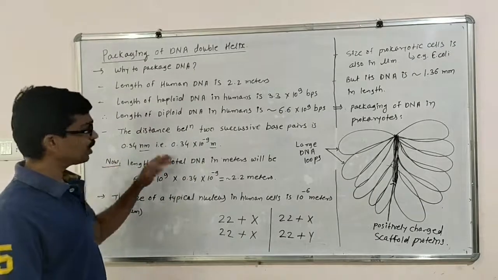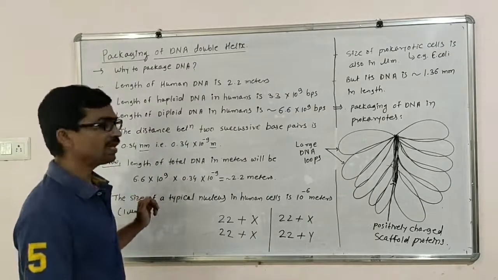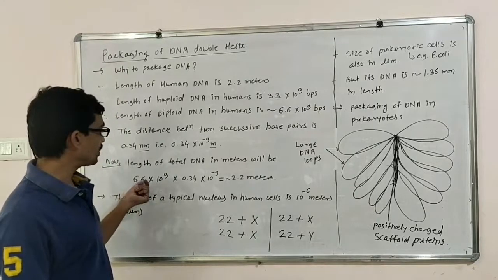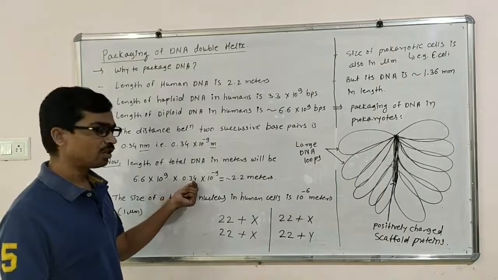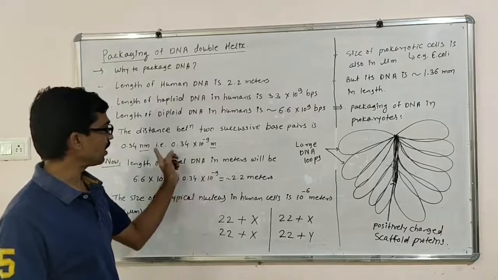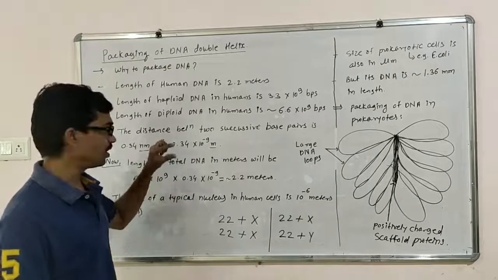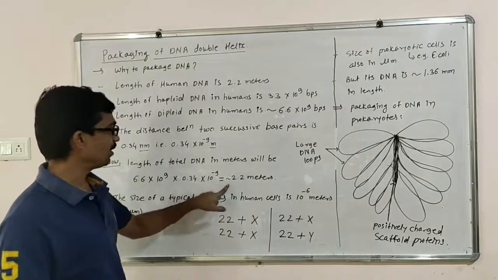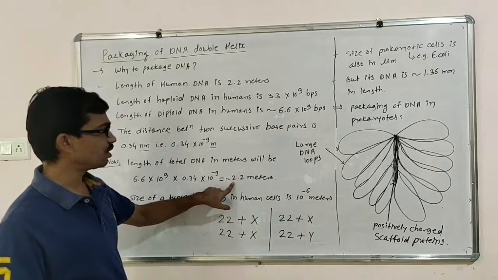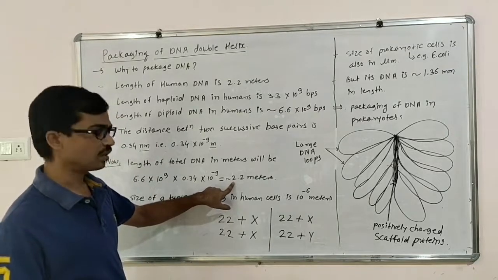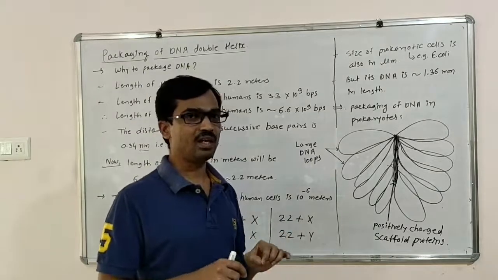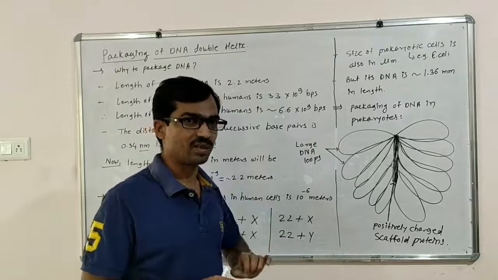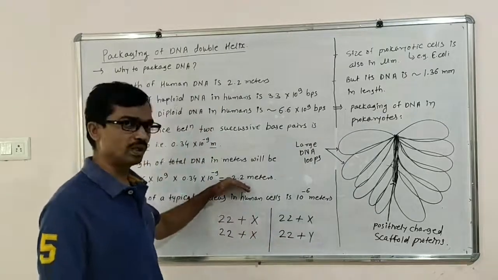अब टोटल DNA की लेंथ अगर हमको निकालना है तो it will be 6.6 × 10⁹ multiplied by 0.34 × 10⁻⁹, multiplied by the actual distance between two base pairs, then it will come to be 2.2 meters. So total human DNA का length in any human cell, somatic cell, is 2.2 meters.